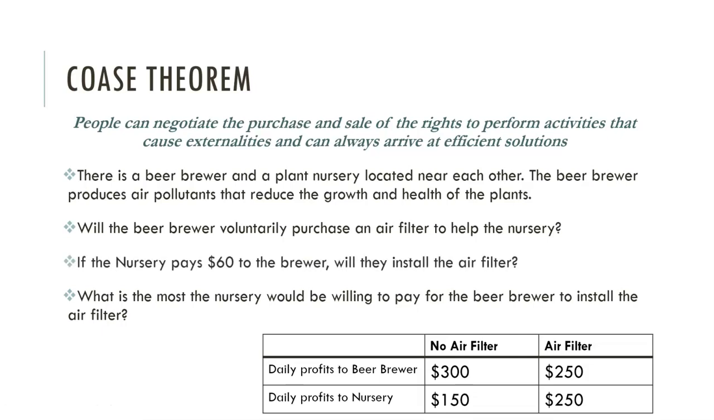Okay, so if the nursery pays $60 to the brewer, will they install the air filter? Yes. So if they offer $60, they would say yes. They're going to end up with $310, and the nursery is going to end up with $190. And this is going to be better for both of them than the no air filter situation.